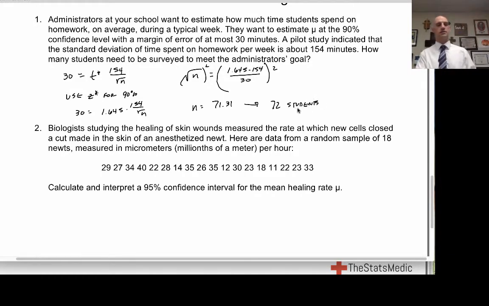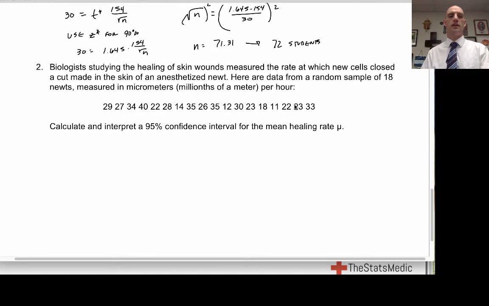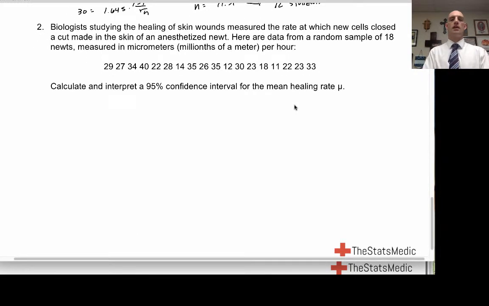Okay, so let's work on this problem here. Biologists studying the healing of skin wounds measure the rate at which new cells close the cut made in the skin of an anesthetized newt. Here are the data from a random sample of 18 newts measured in micrometers per hour. So here we go. So what are we trying to figure out? Calculate and interpret the 95% confidence interval for the healing rate of newts.